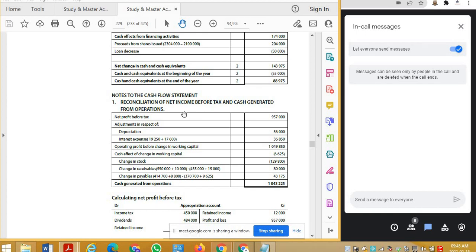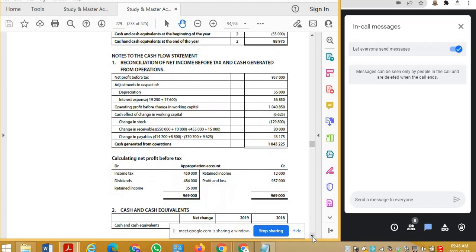Let's have a look at that calculation. What goes into the appropriation account? That's what we're testing. Do you know what goes into an appropriation account? Let's have a look. You've got your retained income, your opening and closing balances. Luckily they give that to you.